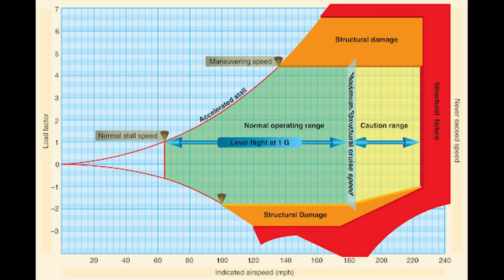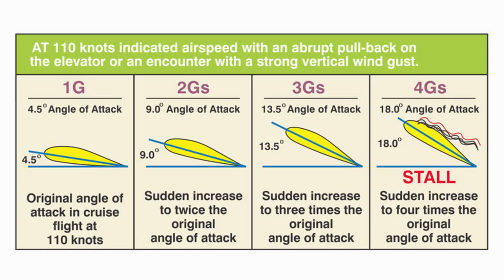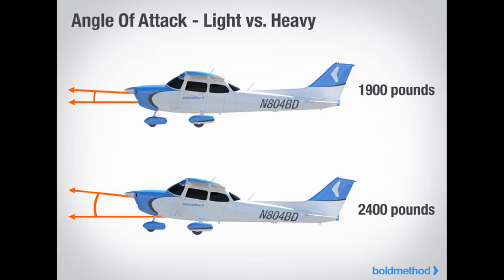This is a VG diagram. It shows the limitations of an aircraft as a function of airspeed. Notice that once the aircraft exceeds maneuvering speed, it has the capability to cause structural damage to itself. Maneuvering speed is the maximum speed an airplane will stall prior to causing structural damage to itself at high load factors, and it can change depending on weight.